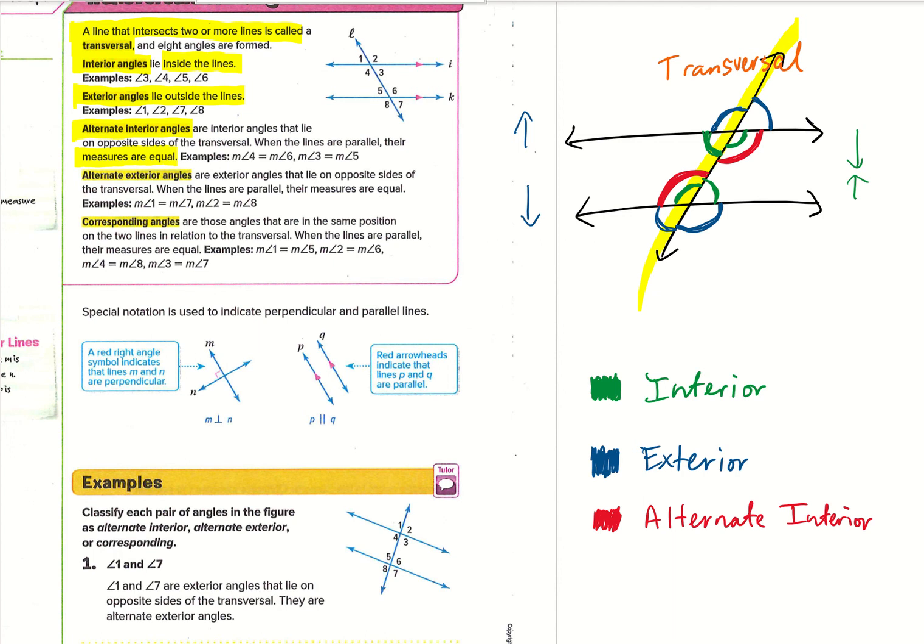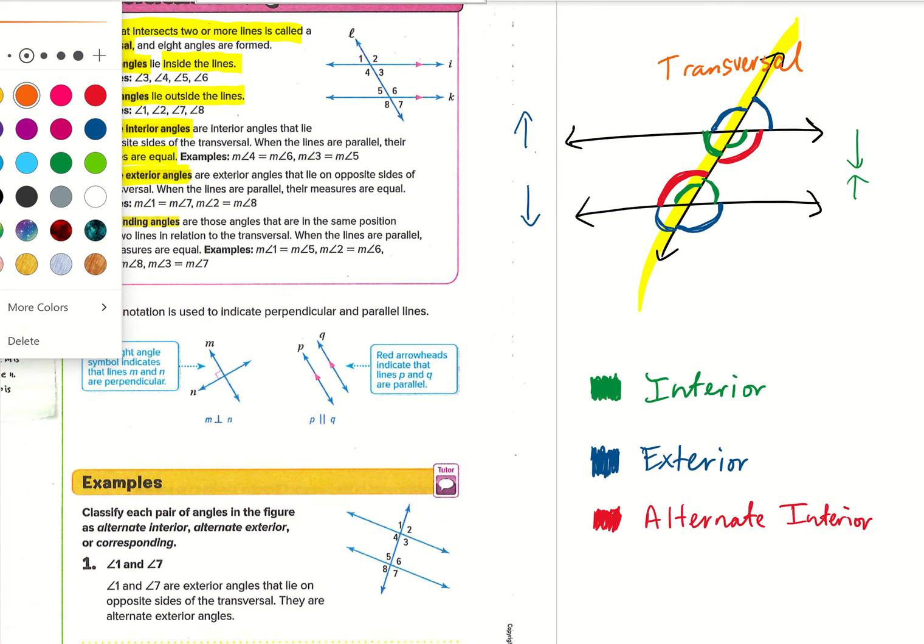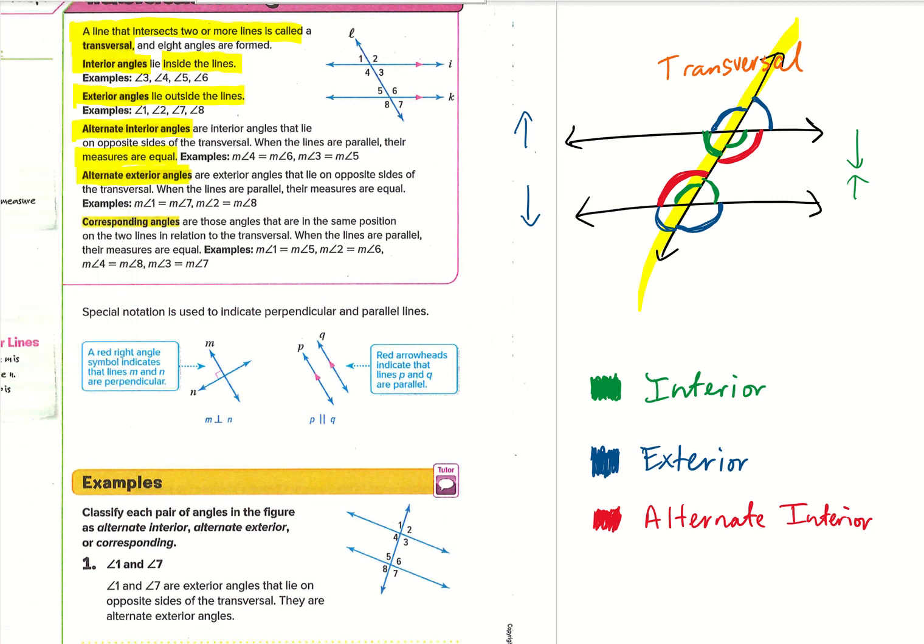All right. The next thing is the alternate exterior angles. These are exterior angles that lie on opposite sides of the transversal. So same thing, but instead of being inside the two parallel lines, it's now going to be outside the two parallel lines. So if I switch over to, let's not do orange, let's go with this light blue. Okay, and I'm going to make that the alternate exteriors.